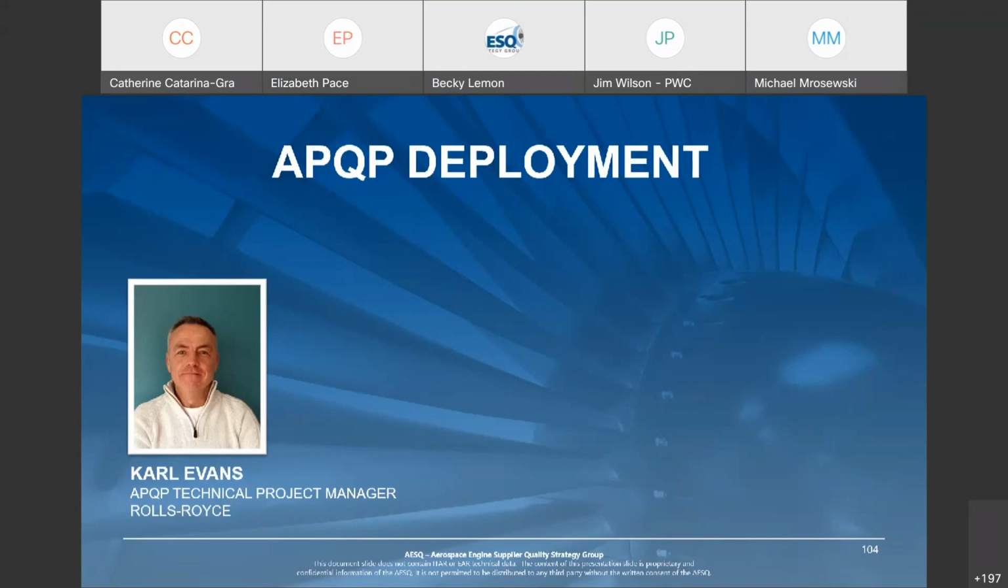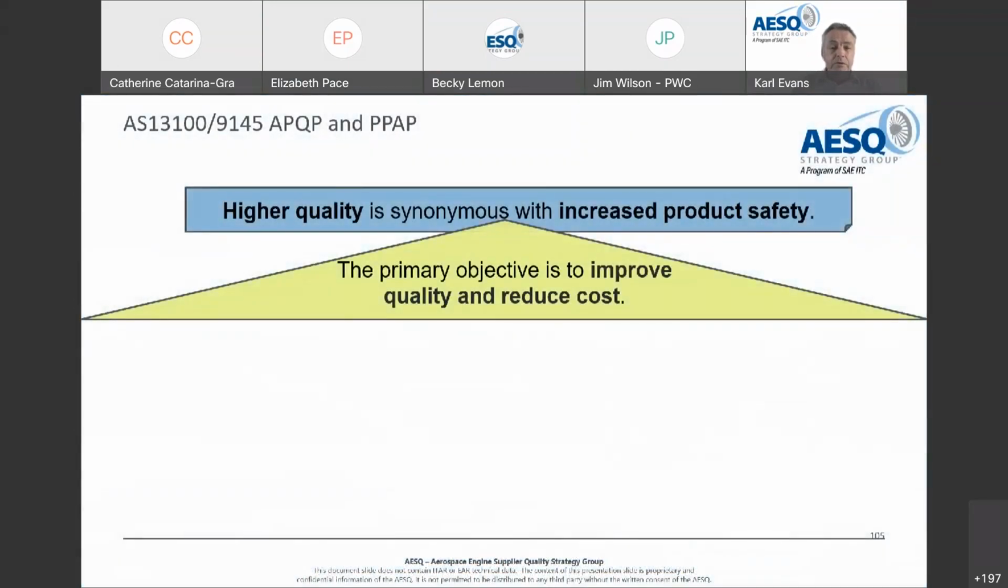Just as a little introduction to myself, I was one of the original writing members of AS9145, and also had the privilege of taking the lead on the AS13100 and the Gold Book. If we could move on one slide, please. I'm going to talk about APQP deployment, reflect a bit on how we've done things in Rolls-Royce, and then leave you with some thoughts of a set of enablers to help you think about how to get on the journey if you're not already, and also how to enable this better.